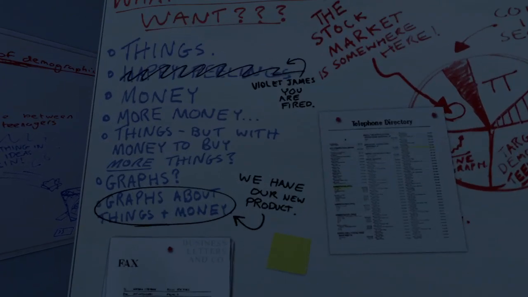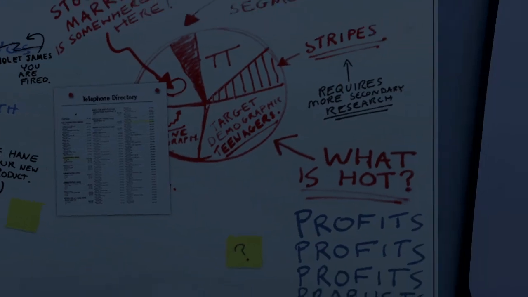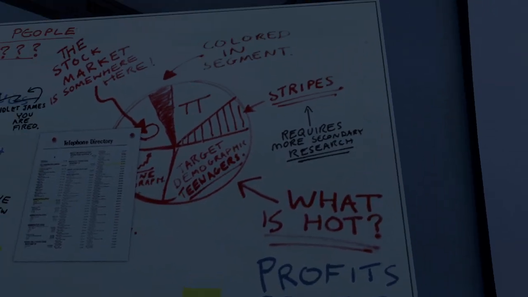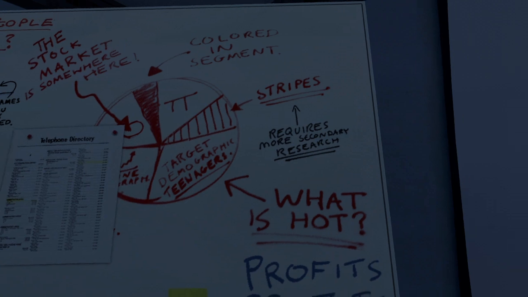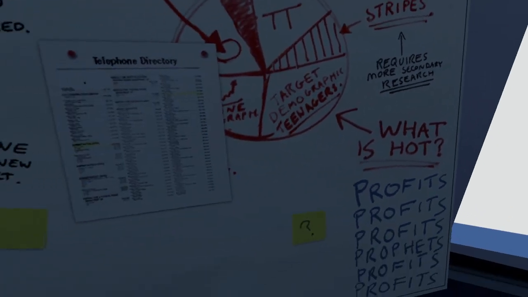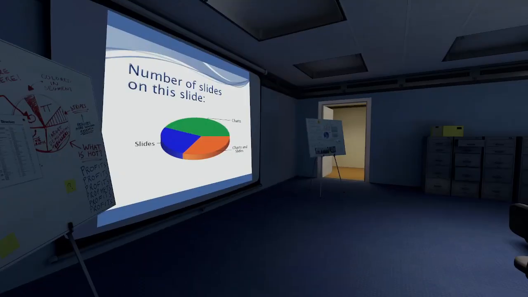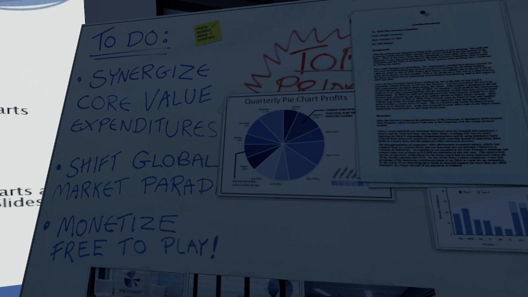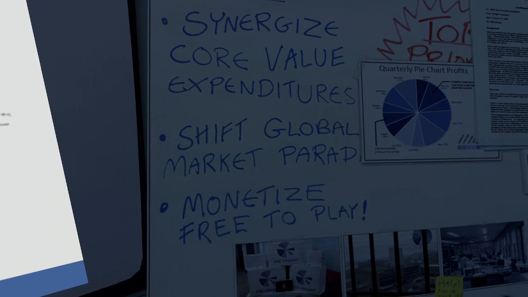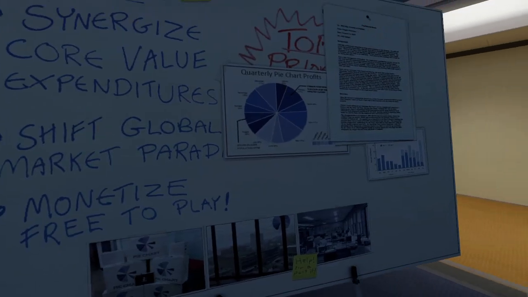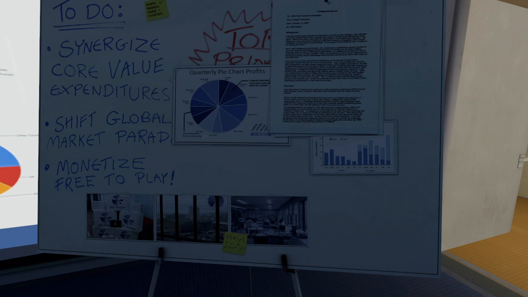Things, money, more money. Things, but with money to buy more things. Graphs. Graphs about things and money. We have our new product. Our product is going to be graphs about things and money. Stock market is somewhere here. Colored in segment, stripes, requires more secondary research. Stripes definitely require more secondary research. What is hot? Profits, profits, profits, profits. All right. Anything to add over here? To do synergize core value expenditure, shift global market parade, or paradigm, probably paradigm. Monetize free to play.